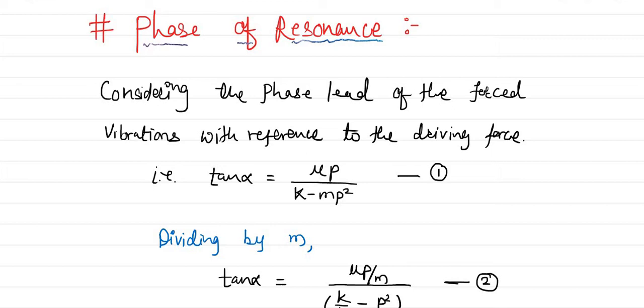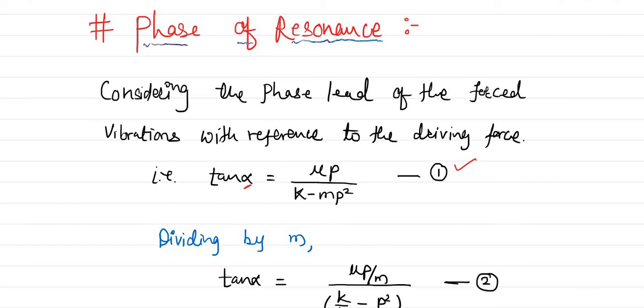If you remember, in the case of forced vibrations, we have already seen this equation. So tan alpha is equal to this equation, equation number 1. This alpha is called the phase. What is alpha? Alpha is the phase of resonance, also known as the phase angle. Considering the phase lead of the forced vibration with respect to the driving force, this was the equation: tan alpha is equal to mu p upon k minus m p square.